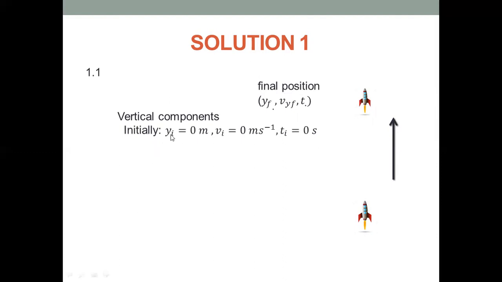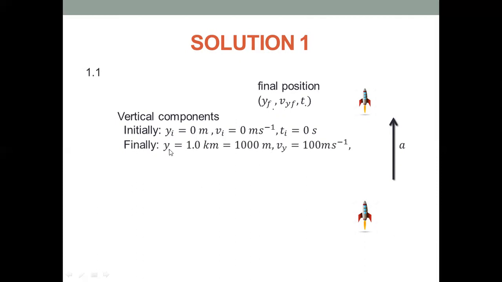So initially we have a displacement, which is 0 meters. So you can also use y0 there for initial displacement. We also have initial velocity, which is v0 or vi, which is 0 meters per second, because initially the rocket was stationary. So we have initial time, t0 or ti, which is 0 seconds.